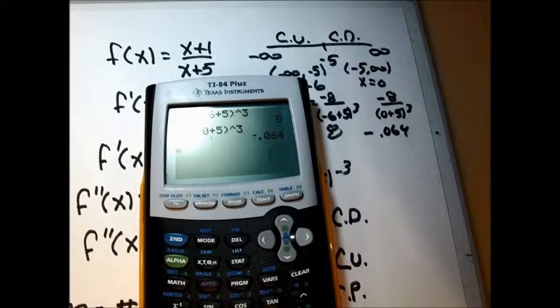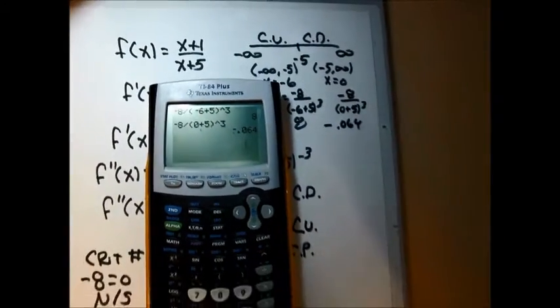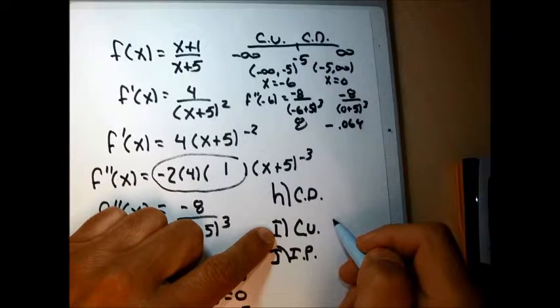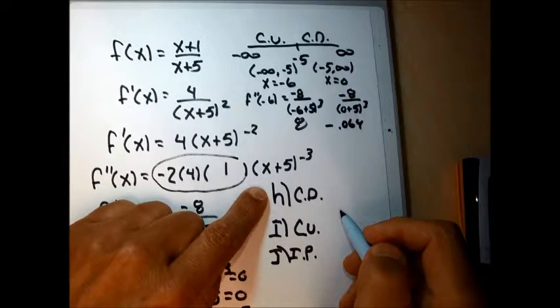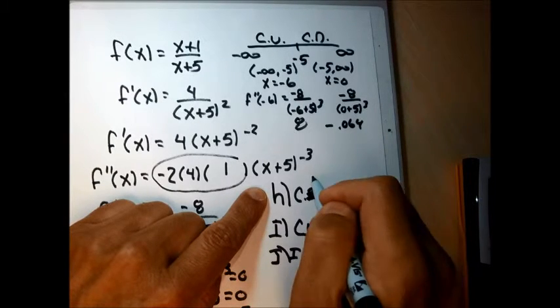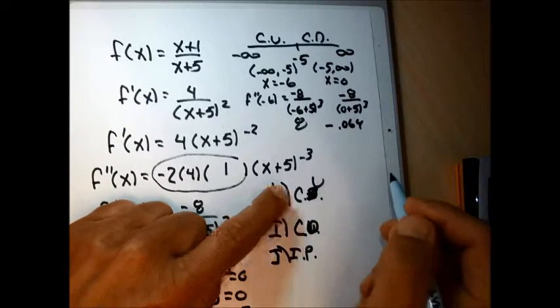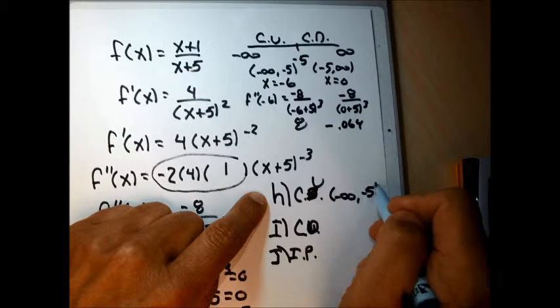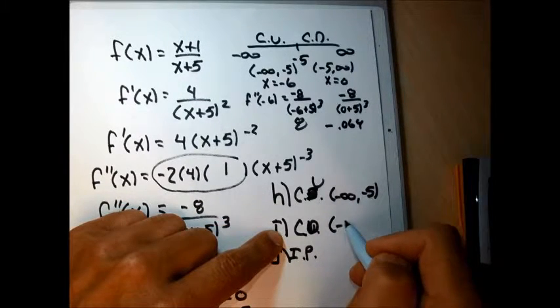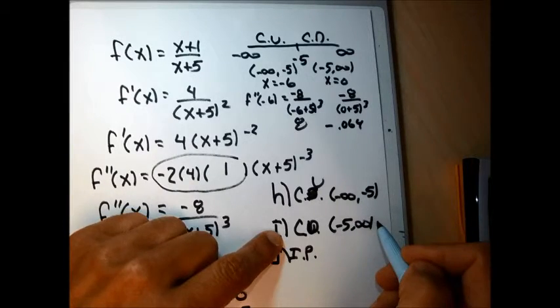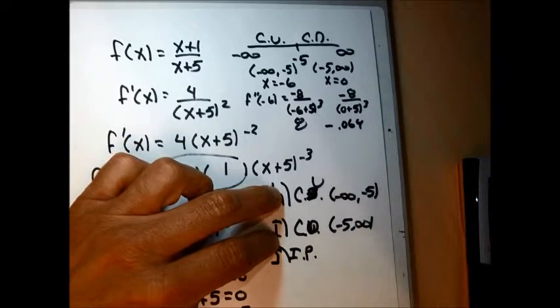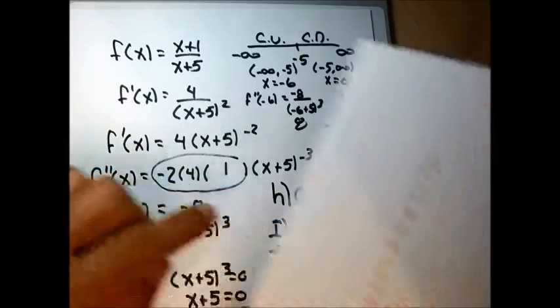So I'm done with that part. I'm going to get these into my answer. I think I have these reversed. H is concave up. I is concave down. The graph is concave up between negative infinity and negative 5. It's concave down between negative 5 and infinity. There should be an inflection point because it changes concavity, but that's at x equal to negative 5.